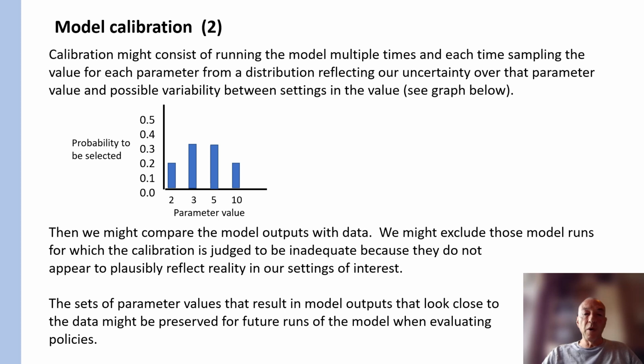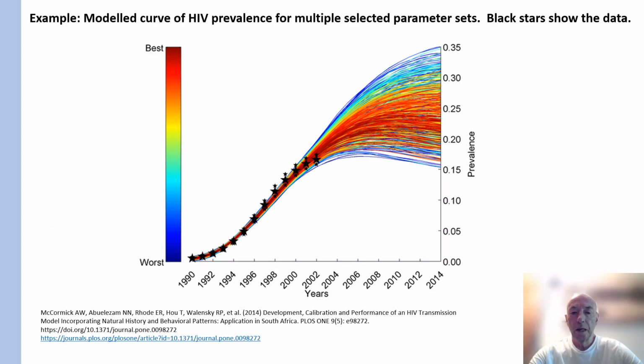The sets of parameter values that result in model outputs that look close to the data might be preserved for future runs of the model when evaluating policies. And this slide shows an example of modeled curves of HIV prevalence for multiple selected parameter sets. And you can see the black stars represent the actual data.